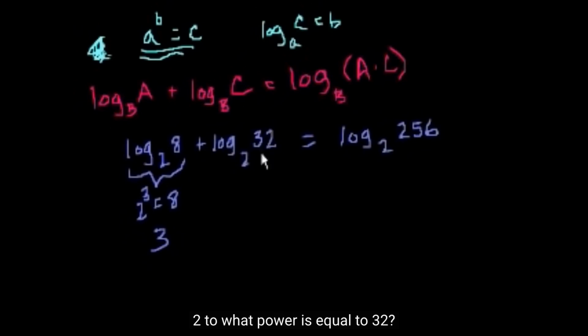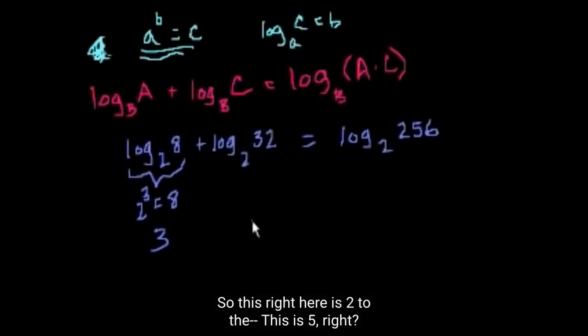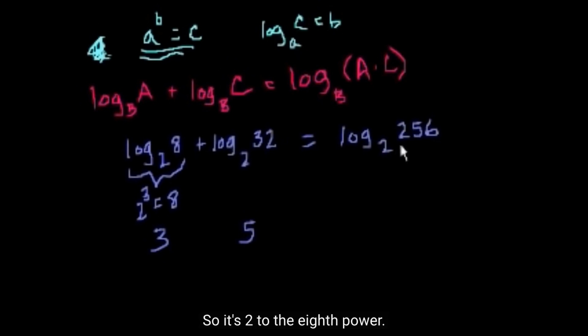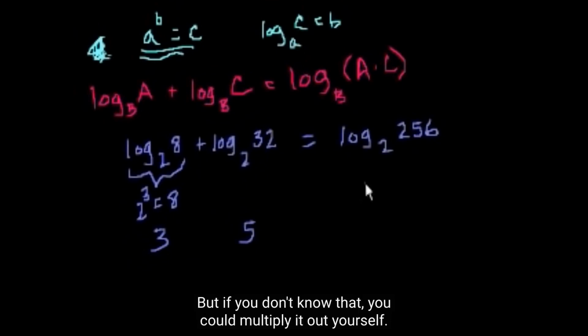2 to what power is equal to 32? Let's see, 2 to the 4th power is 16, 2 to the 5th power is 32. So this right here is 5, right? And 2 to the what power is equal to 256? Well, if you're a computer science major, you'll know that immediately, that a byte can have 256 values in it. So it's 2 to the 8th power. But if you don't know that, you could multiply it out yourself.